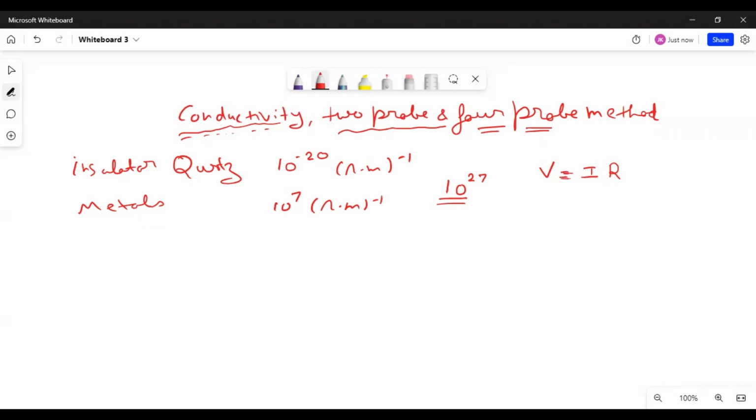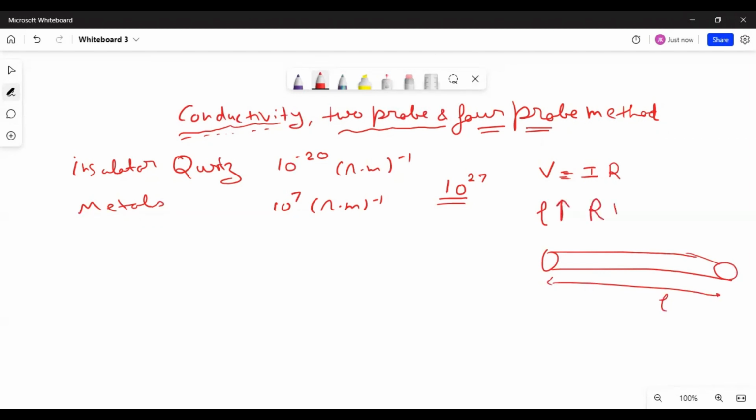For a basic property, we know if we have a wire, very long, with a small cross-section, it has a length L. So as the length L increases, R also increases. But at the same time, if the area of the wire increases, R actually decreases, so it gets more path for current to travel across. So R, which is resistance, is dimension dependent.